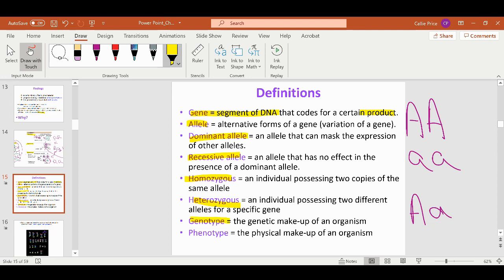Genotype is the genetic makeup of the organism. So the genotype is listed like this, such as big A, little a, whereas the phenotype is the actual physical expression of that gene. So in this case, we would say that if an individual is big A, little a, then their phenotype is purple.